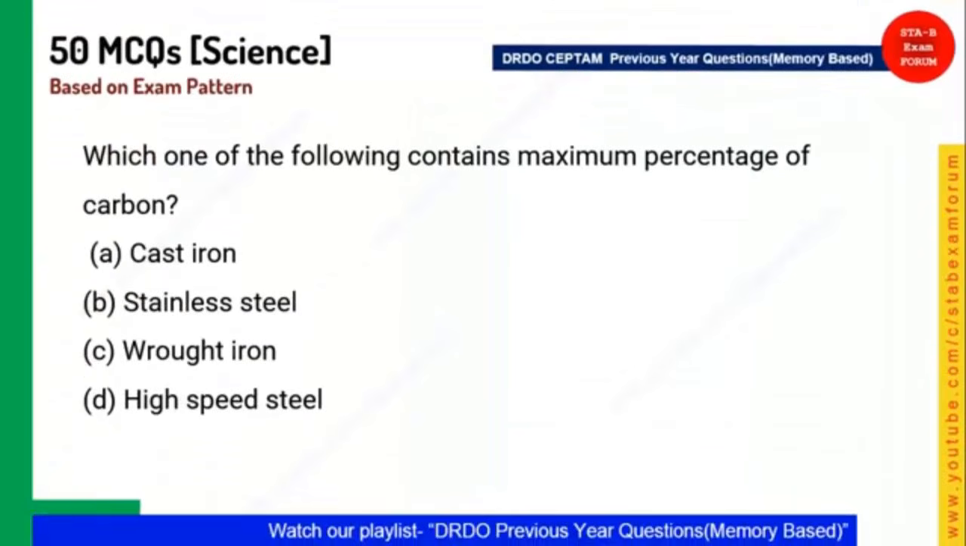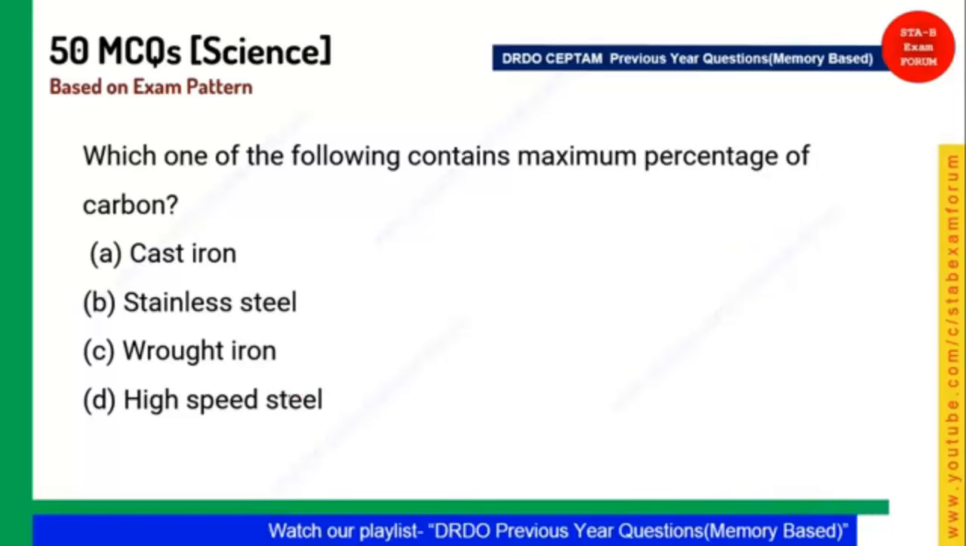Which of the following contains the maximum percentage of carbon? All these steels and iron have iron-carbon content in them, but which of the following has the maximum content of carbon?